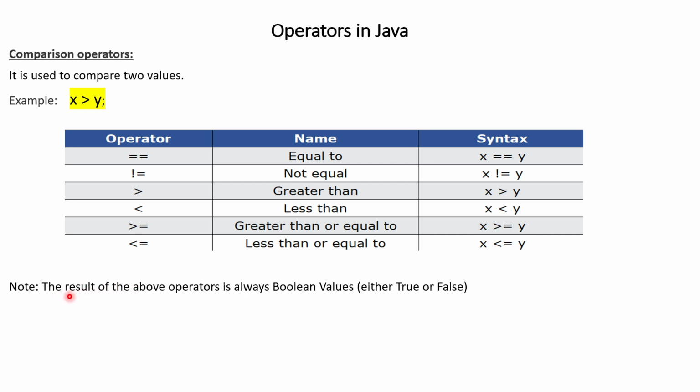Please note this point: the result of these above operators is always a boolean value, either true or false. Obviously, the result of each and every expression will be true or false depending on the value of the variables. Okay, so let's see how it works.